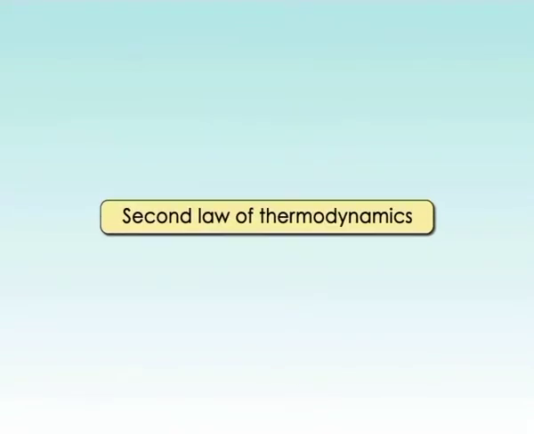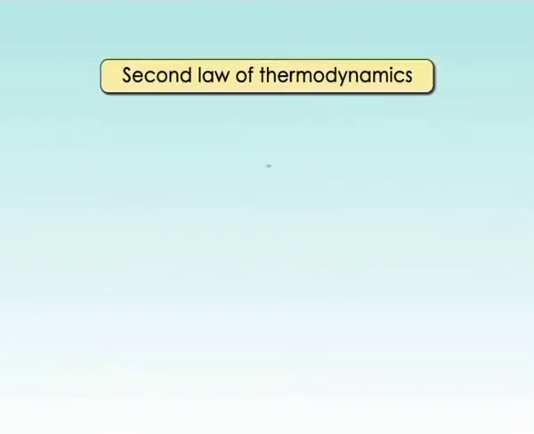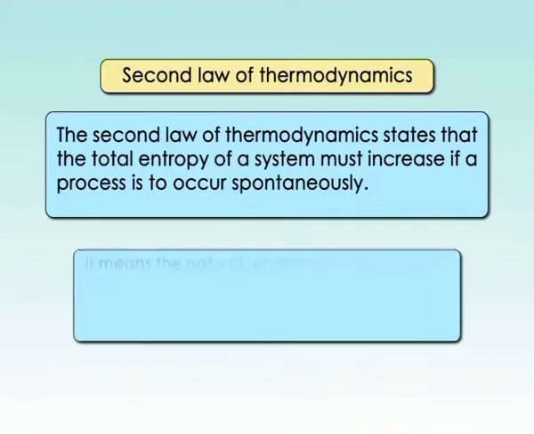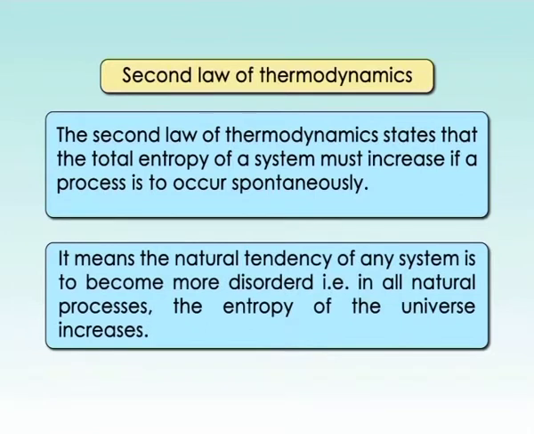Now let's look at the second law of thermodynamics. It states that the total entropy of a system must increase if a process is to occur spontaneously. It means the natural tendency of any system is to become more disordered. That is, in all natural processes, the entropy of the universe increases.